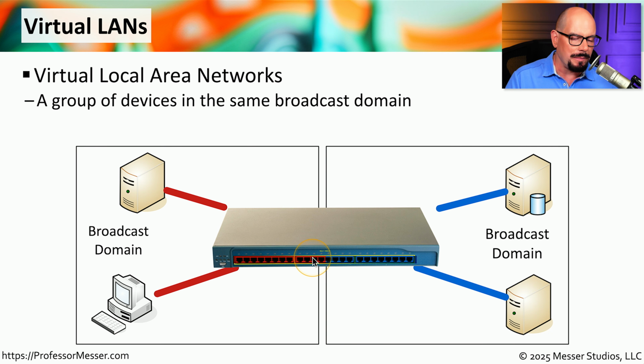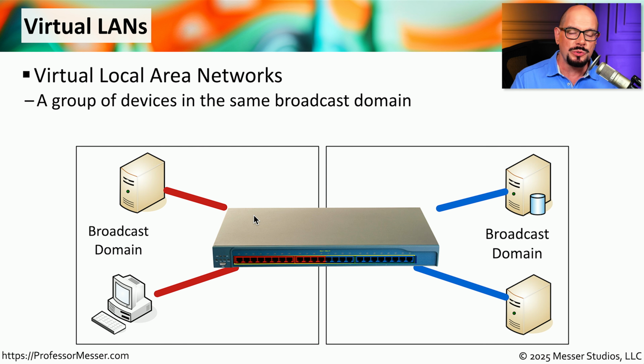That means we can have some interfaces on the switch on the red VLAN and other interfaces on the switch on the blue VLAN. And because these VLANs are also separate broadcast domains, if we send a broadcast from any of these devices on the blue network, that broadcast is only seen by other devices on these blue network interfaces. The same thing applies for the red network. If we send a broadcast on a red network device, only devices that are part of that VLAN will be able to see that broadcast.